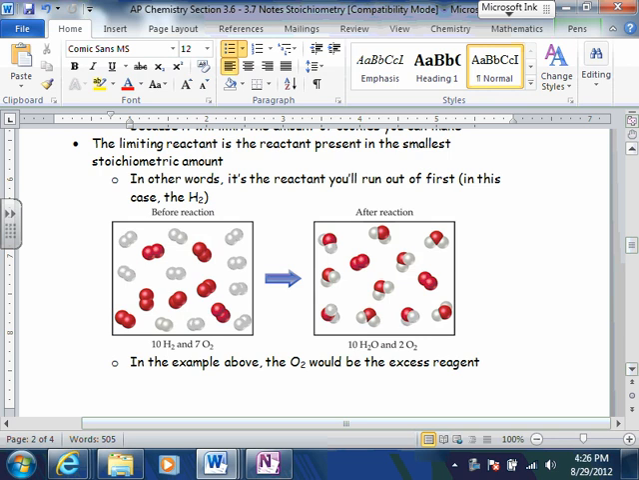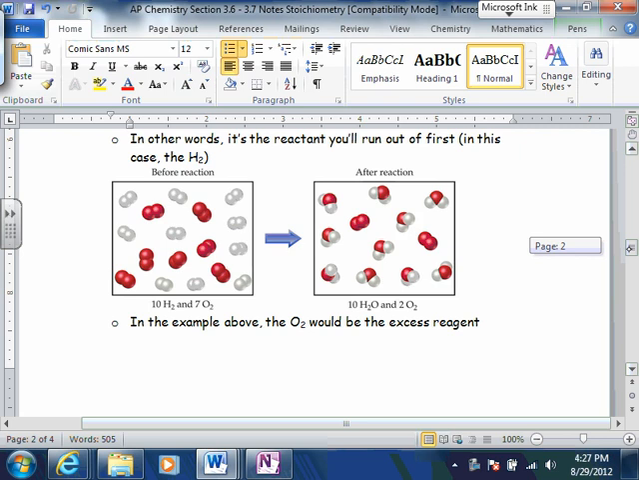And in this example right here, it's the H2, okay? So the O2 would be the excess reagent here. So if you look at this picture that you've got 10 H2 and 7 O2, okay? When they react, we've got 10 H2O and 2 O2s left, okay? And the reason we end up with O2 left over is because there's only 1 oxygen in every water molecule and there's 2 hydrogens, all right? So even though when we start, we actually have more hydrogens than we do oxygen, because when we make water, it's a 2-to-1 ratio, and we're going to run out of hydrogen first, and we have oxygen left over, okay?